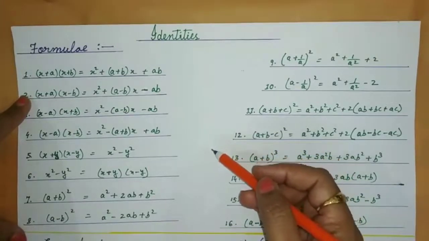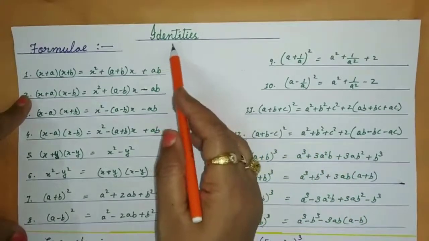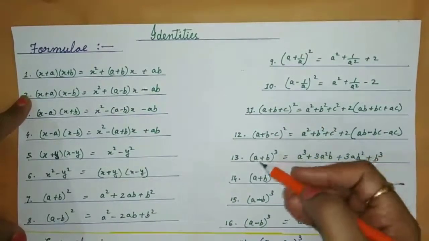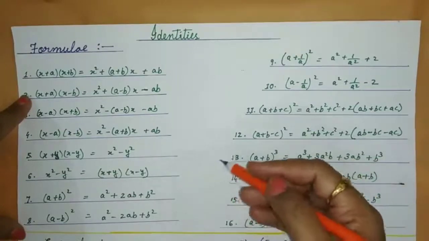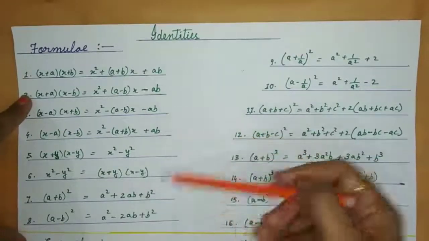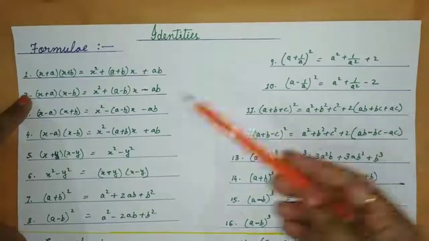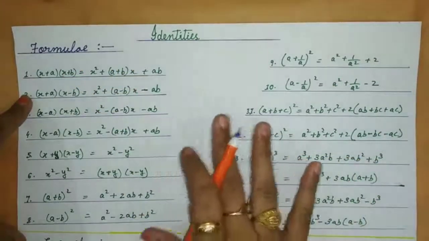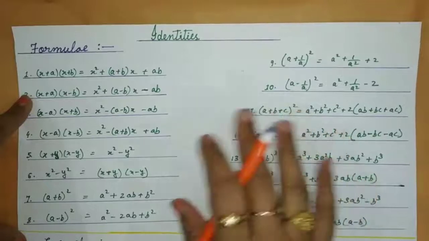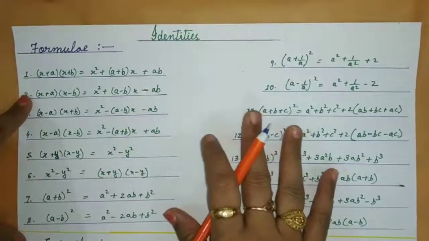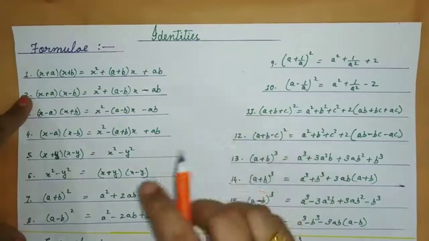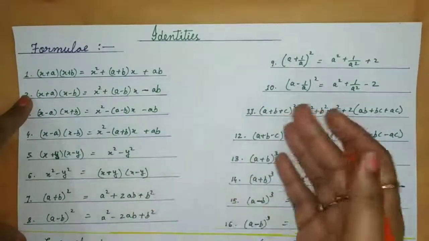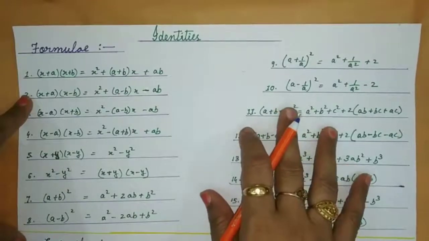Today we will do the chapter Identities, and this chapter is a formula based chapter where you have to solve the exercise using one of these formulas which is given, and I have written down all of them here. You are expected to learn them thoroughly, by heart. Take a rough notebook, write down and check whether you are writing it correctly, and then go to the exercise to solve them.